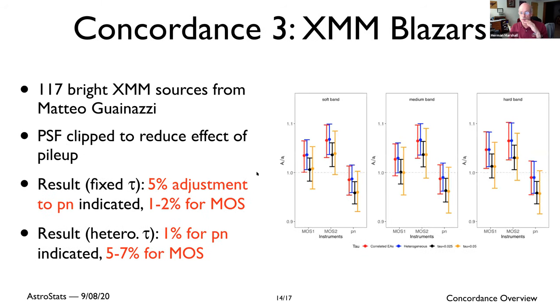Now if we look at the XMM blazars, the ones for which we have to worry about pileup and there's some clipping and a bit of an uncertainty, there was a suggestion of something like a 5% adjustment to the PN. You could see the goldenrod and black there looked 5% low, and then maybe just a couple of percent change to the MOS. But by including the prior and the correlated effective areas, now we get an answer which is remarkably consistent with the 2XMM catalog results: only a few percent change for the PN and a 5 to 7% change for the MOS.